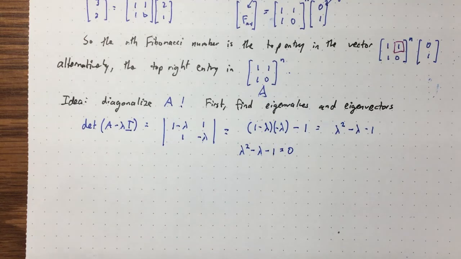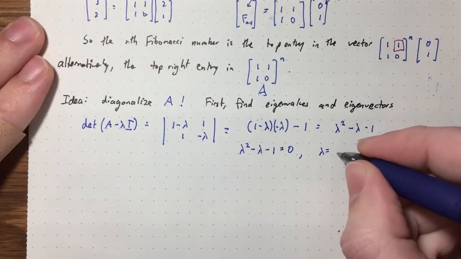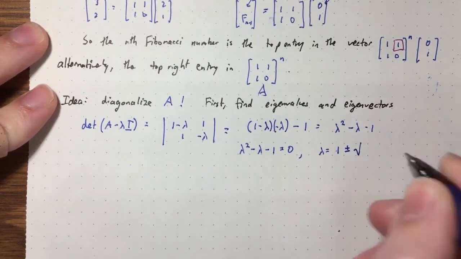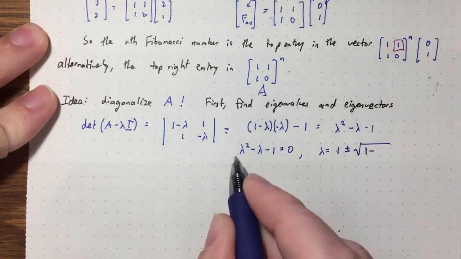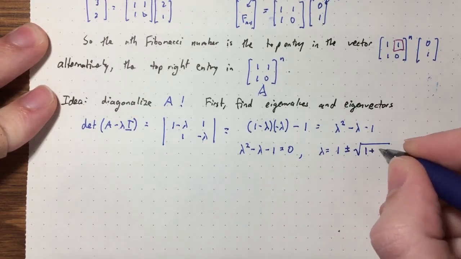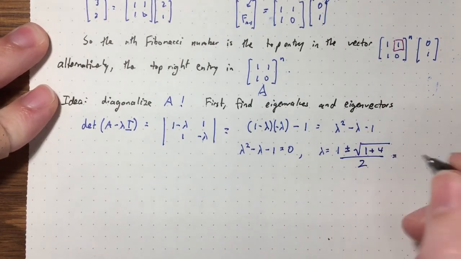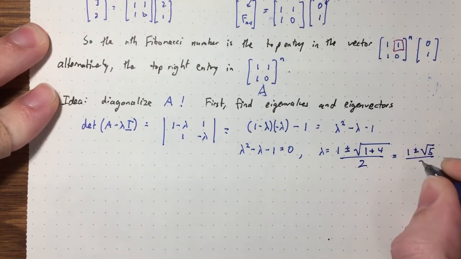We can find them using the quadratic formula. So let's use the quadratic formula. So lambda is negative b, so it's 1 plus or minus the square root of b squared minus 4ac. So it's going to be 1 minus a negative 4, so 1 plus 4, over 2a, which is 2. So this is 1 plus or minus the square root of 5 over 2.